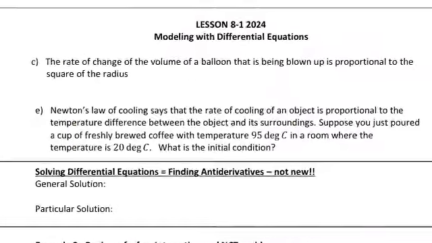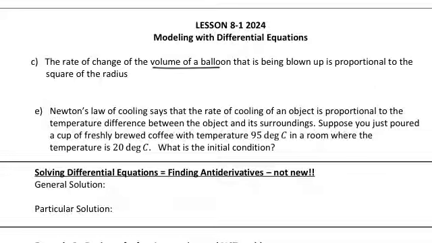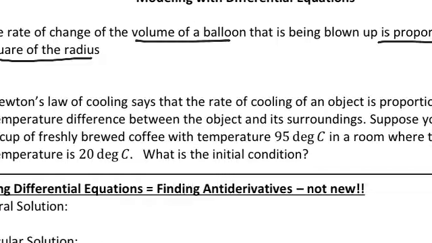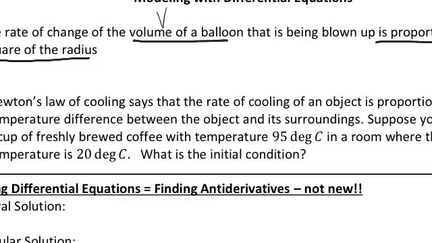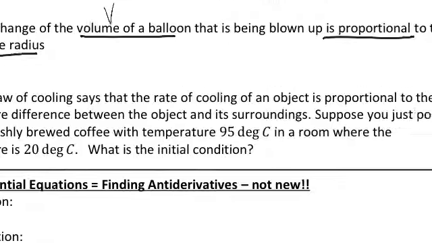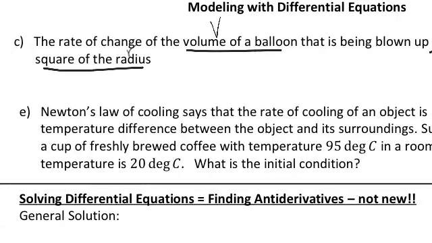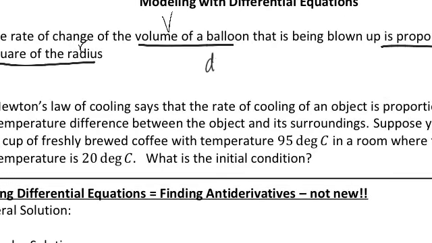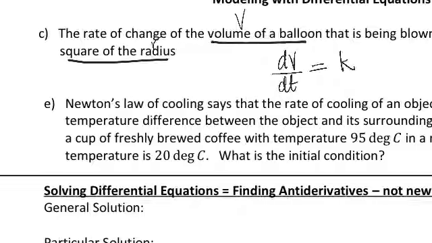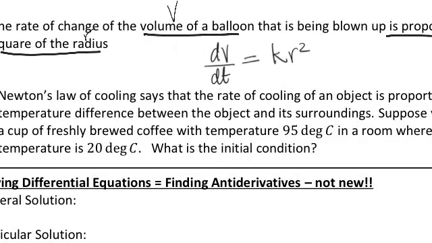Okay, this next one, the rate of change of the volume of a balloon that is being blown up is proportional to the square of the radius. So you want to give some names to things. So volume of the balloon is V, the radius might be R. So the rate of change of the volume is dV dt. And we know that that is proportional to the square of the radius.